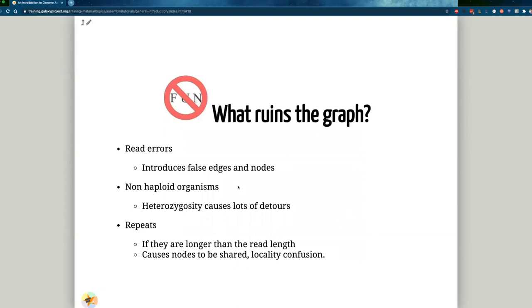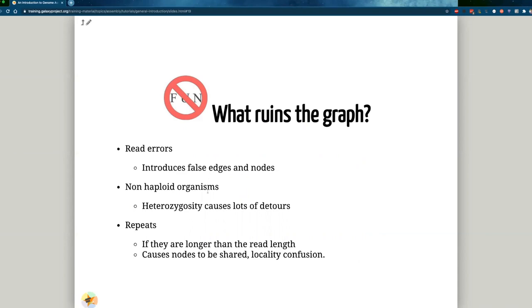So what ruins this graph? What makes it so complicated? Why can't we just jigsaw it back together and make it really simple? Well, read errors. They introduce false edges and nodes in our graph, or they introduce false connections in our graph.